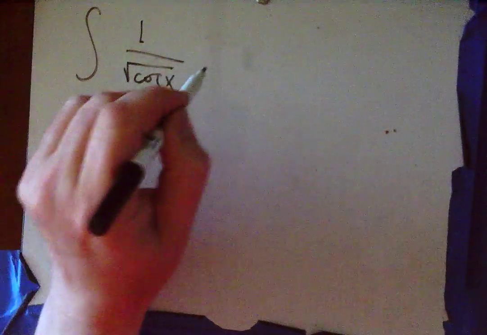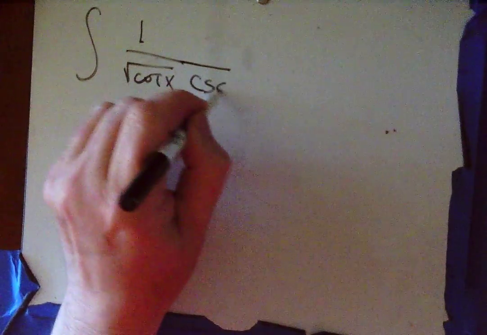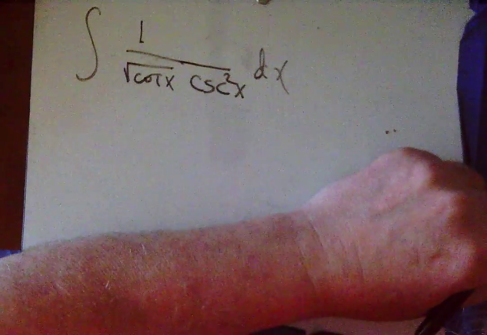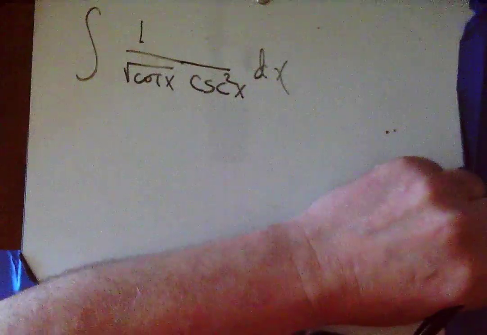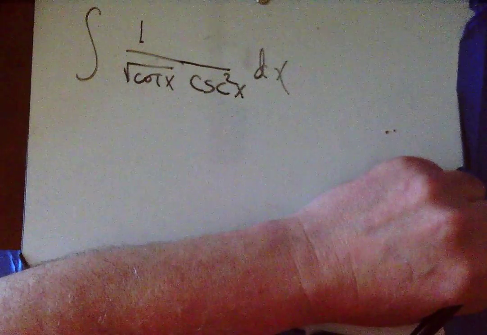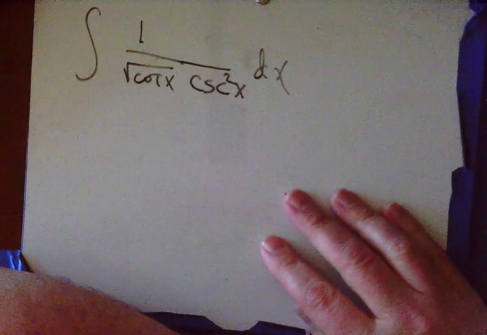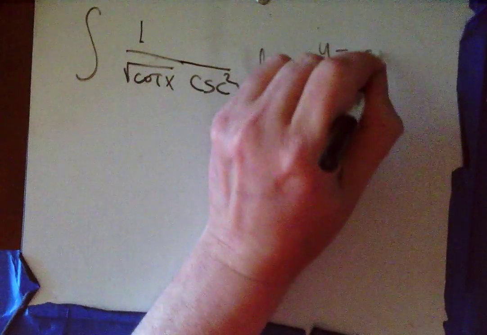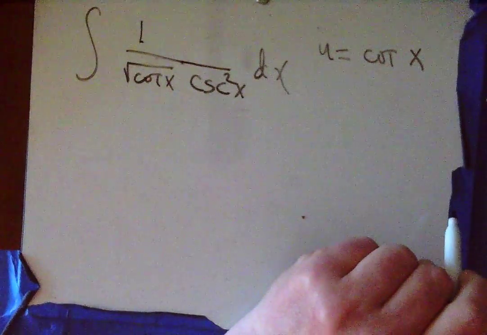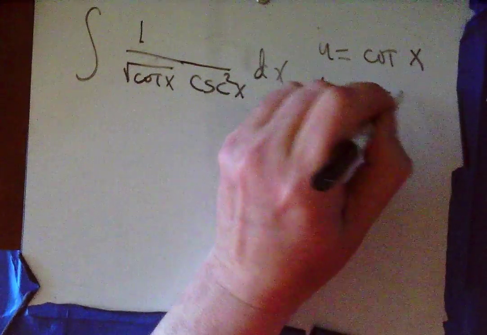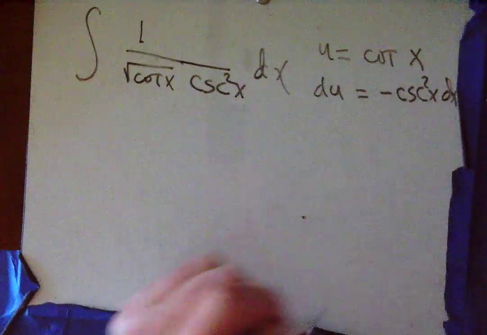Okay? All right, so with that being said, maybe it's time for you to do a couple. Here's yours: the integral of 1 over square root cotangent x times cosecant squared x dx. Please find the antiderivative. Use a u sub to find this antiderivative. Did you get the u? Are you okay with the u? I hope your u was cotangent x, so that your du is negative cosecant squared x dx.